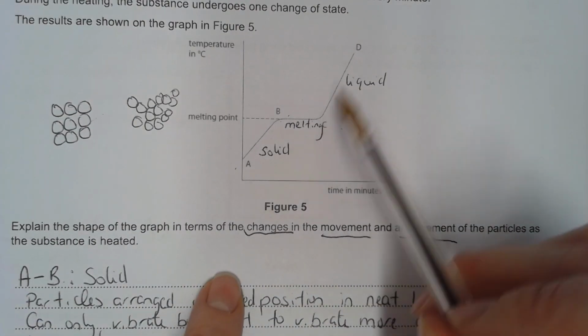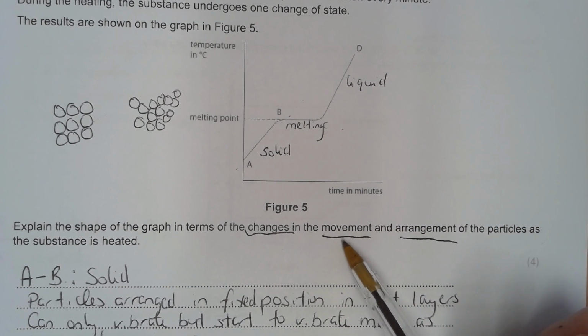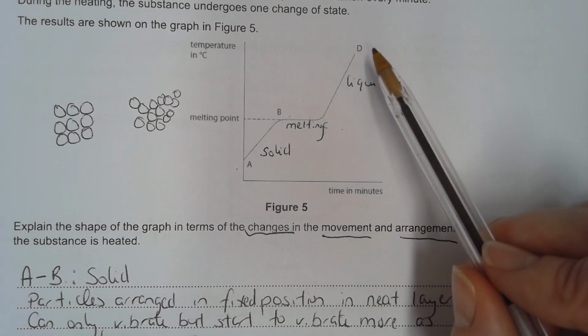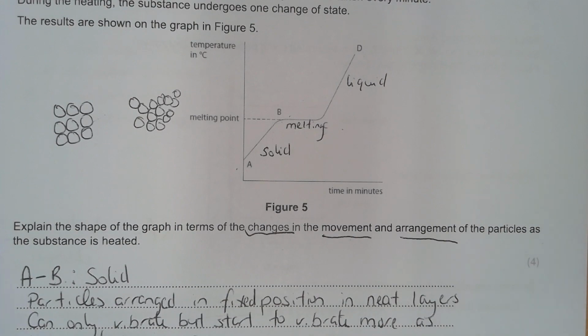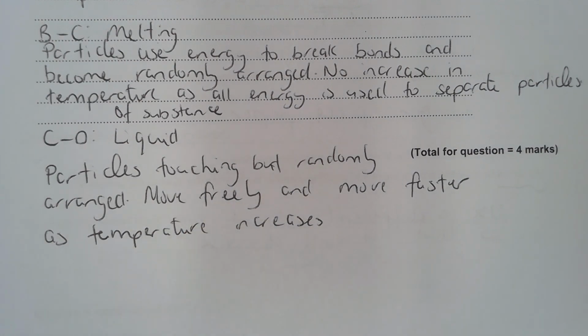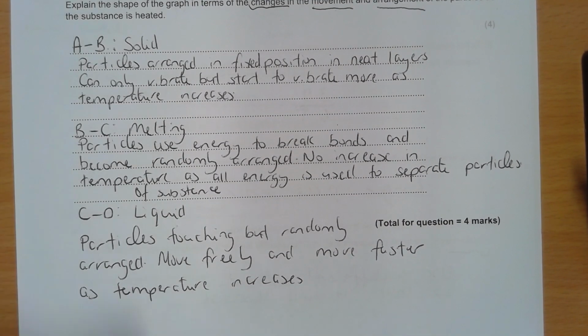So once you've done that between C and D, now you've got it as a liquid. So in terms of the movement as a liquid, they can move freely, and as you're heating them, they're going to move faster and faster. Then the arrangement, they are still touching, but they are randomly arranged. Okay, so touching but randomly arranged, they're moving freely and they're moving faster as the temperature increases. So you need to mention the 3 different sections in terms of movement, in terms of arrangement of particles, and make sure you're talking about how it is changing.